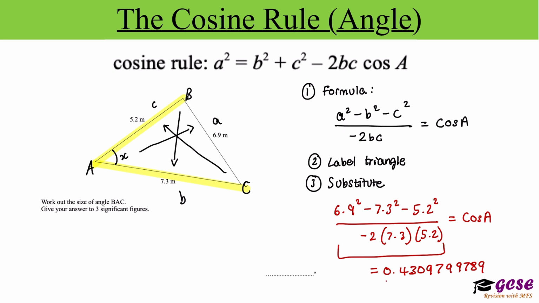0.4309799789. In exact form, that is 409 over 949. Okay, I'm just going to keep the exact form because it's a really long decimal. Okay, and that's equal to cos A. So we know what cos A is. We know that cos A equals 409 over 949. We don't want cos A, we want just A. Okay, because A is angle X that we're trying to work out.